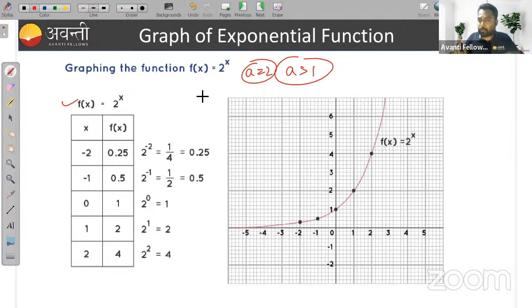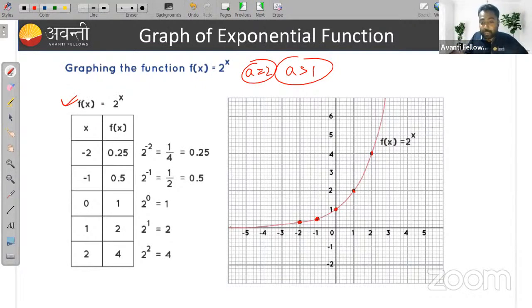So f of x is equal to 2 raised to x. Here a is greater than 1, right? For x, we have taken some values of x and we are getting some values of y. And plot all these points in the Cartesian plane. I have plotted all these points in the Cartesian plane. And I'm trying to join all these points in the plane. So what are we getting? We are getting a curve which does not intersect the x-axis.